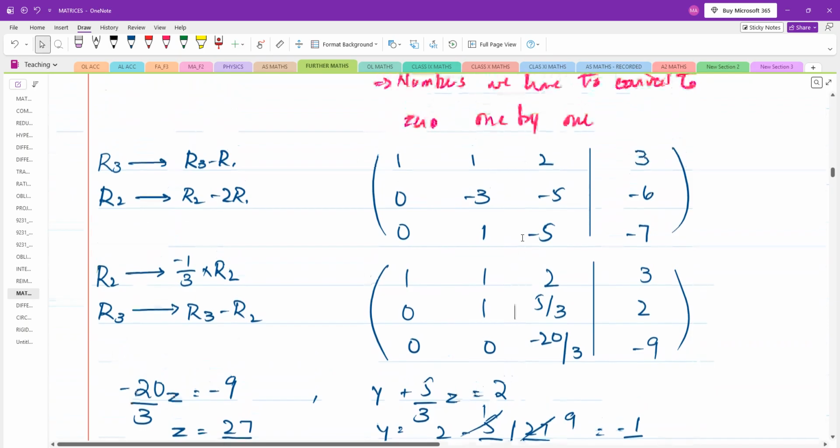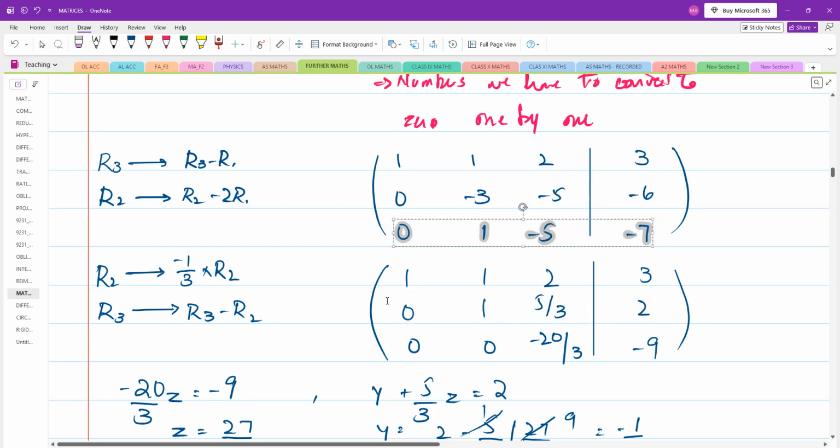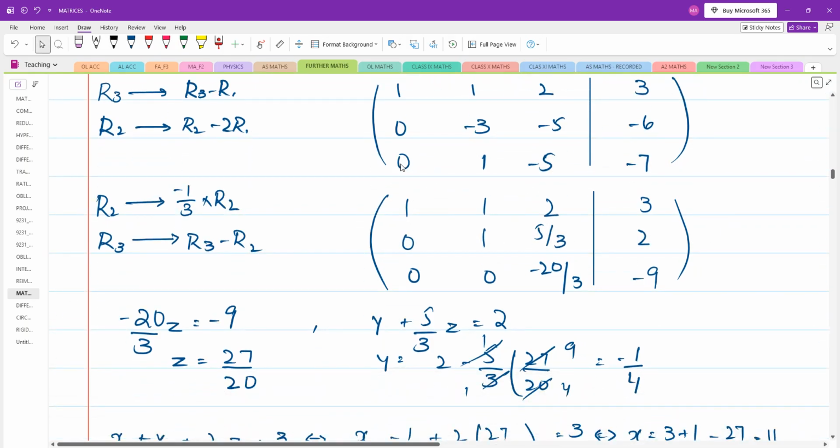What we are going to do is subtract row 3 from this new row 2. So 0 minus 0 is 0, 1 minus 1 is 0, minus 5 over 3 minus 20 over 3 is minus 20, and minus 7 minus 2 is minus 9. Now that we have converted these three numbers into 0, we are left with this.